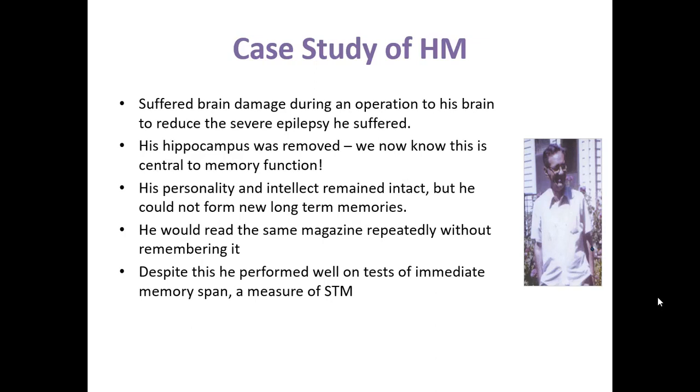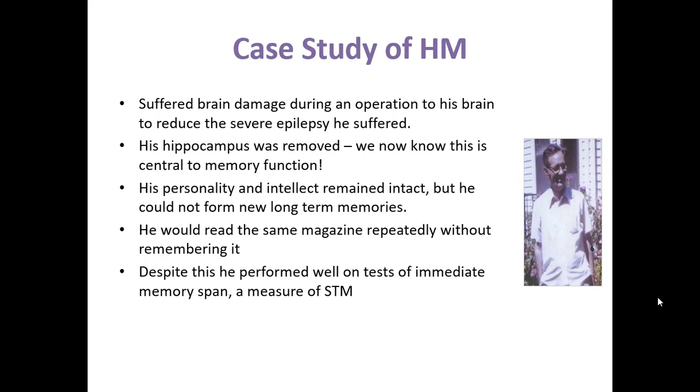HM, so Henry, can also be used as research to support the multi-store model. There's a few case studies of people where they're known by their initials, so HM and KF. And then you've got Clive Waring as well in terms of memory. Try to get these case studies clear in your head. Don't get them muddled up.